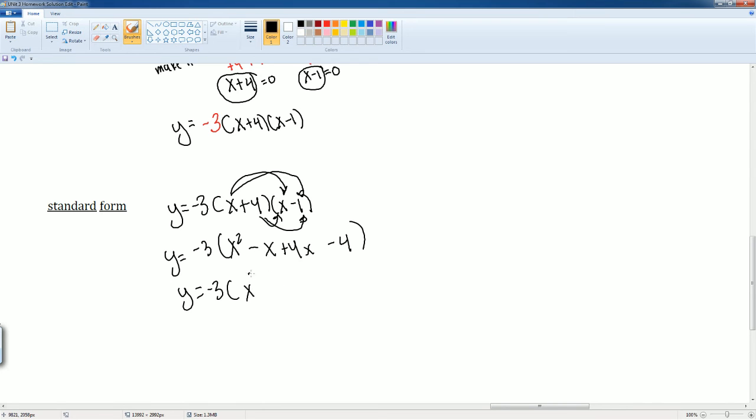So x squared, and -1x plus 4x is plus 3x. Now distribute that -3 inside to all the other terms. Y is equal to -3x squared - 9x + 12. Let's see if this is right.